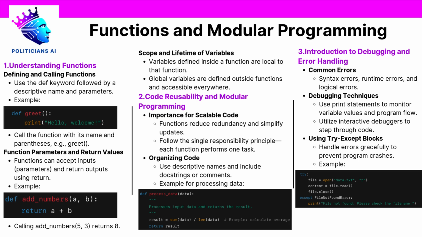Understanding functions. A function is a set of instructions that performs a specific task. Instead of writing the same lines over and over again, you can write them once in a function and use that function wherever you need it. To create a function in Python, you use the word def followed by a name for your function. After that, you use parentheses. Sometimes you'll include inputs, which we call parameters. Then you add a colon and indent the next lines. These indented lines are the instructions that make up the function.